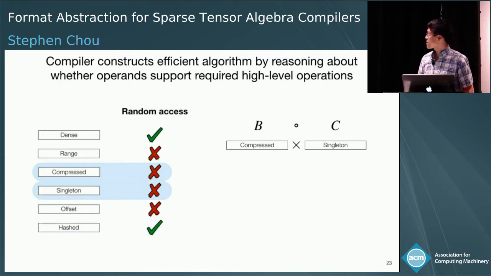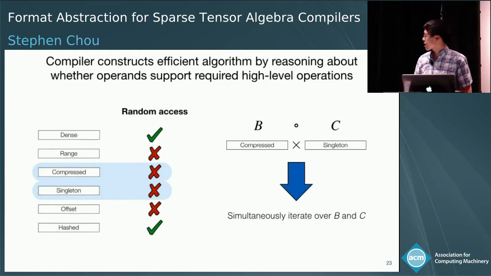On the other hand, if C is instead stored in the singleton level format, then by the same reasoning, the compiler can now infer that neither operand can be efficiently random accessed, and thus the compiler has to construct an algorithm that instead simultaneously iterates over B and C. And so the result of this process is a high-level algorithm that performs the desired computation, expressed entirely in terms of high-level operations on tensor dimensions as opposed to level formats.